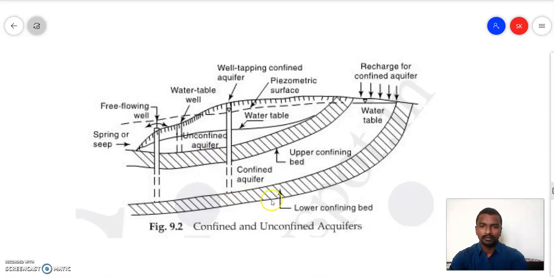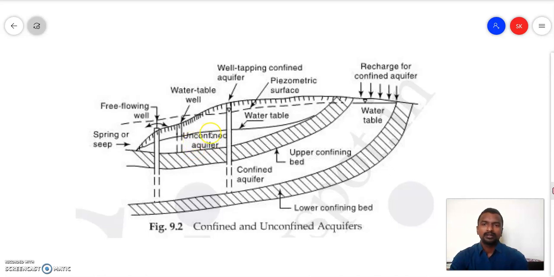What is meant by an aquifer? There is a confined aquifer and an unconfined aquifer, but what is meant by an aquifer? An aquifer is the strata which can store water as well as transmit water. The storage of water depends on two things: one is how much recharge there is for that particular aquifer, and second is how much extraction there is from that aquifer. Coming to the types, there are two types: confined aquifer and unconfined aquifer.